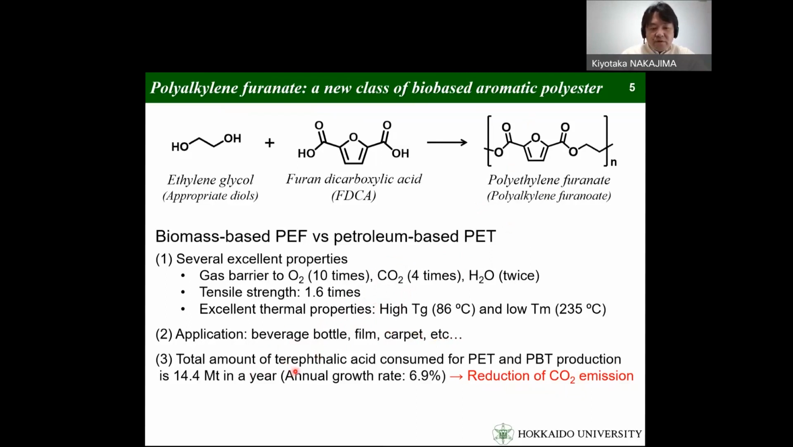The total amount of terephthalic acid consumed for PET and PBT production in Japan is more than 14 million tons a year, with an annual growth rate of still 6.9%. This means that if we replace all the terephthalic acid consumed for polymer production with this attractive molecule, we can contribute to the reduction of CO2 emission.